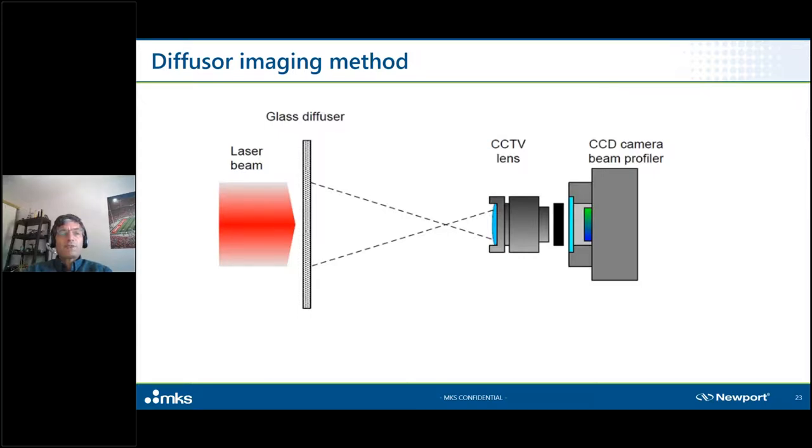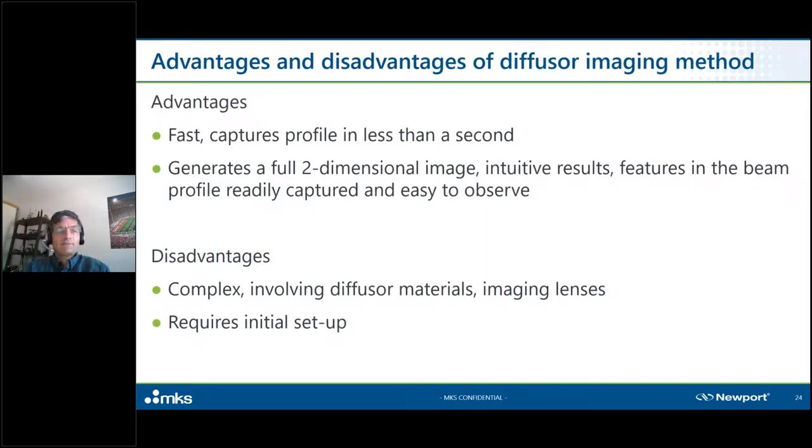The other common method is a diffuser image method, where you use a glass diffuser. The laser beam is incident on that, and then you use a CCTV lens to image the beam on the diffuser, and then you relay that image onto a profiler, and then you profile it. So this particular technique is fast. It captures the entire profile in less than a second. It generates a full two-dimensional image. The results are very intuitive. It's very easy to see.